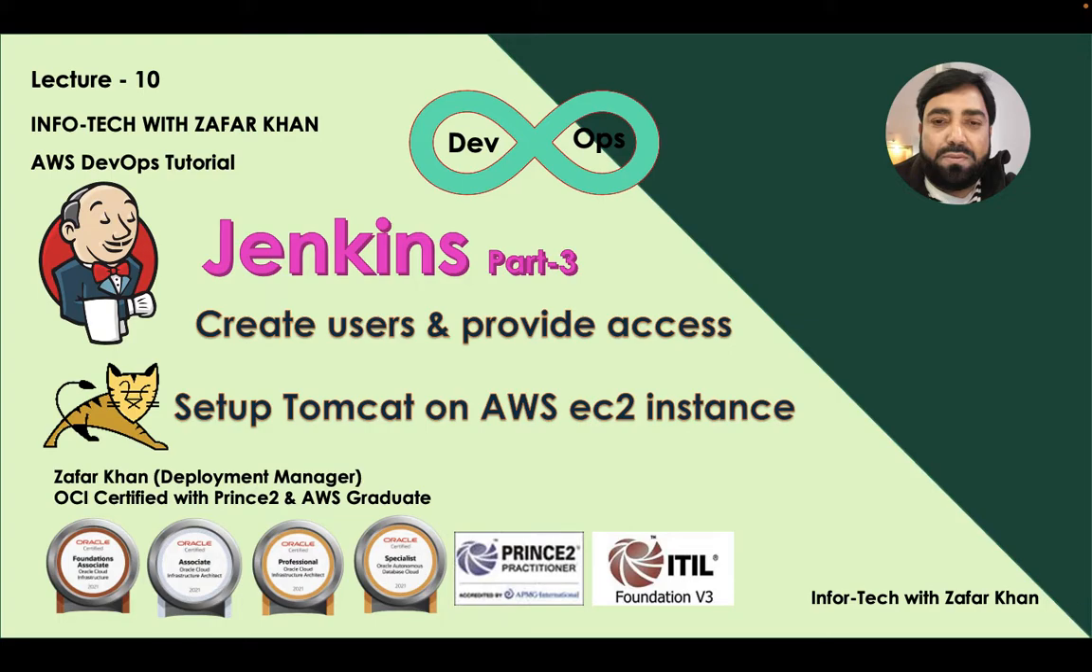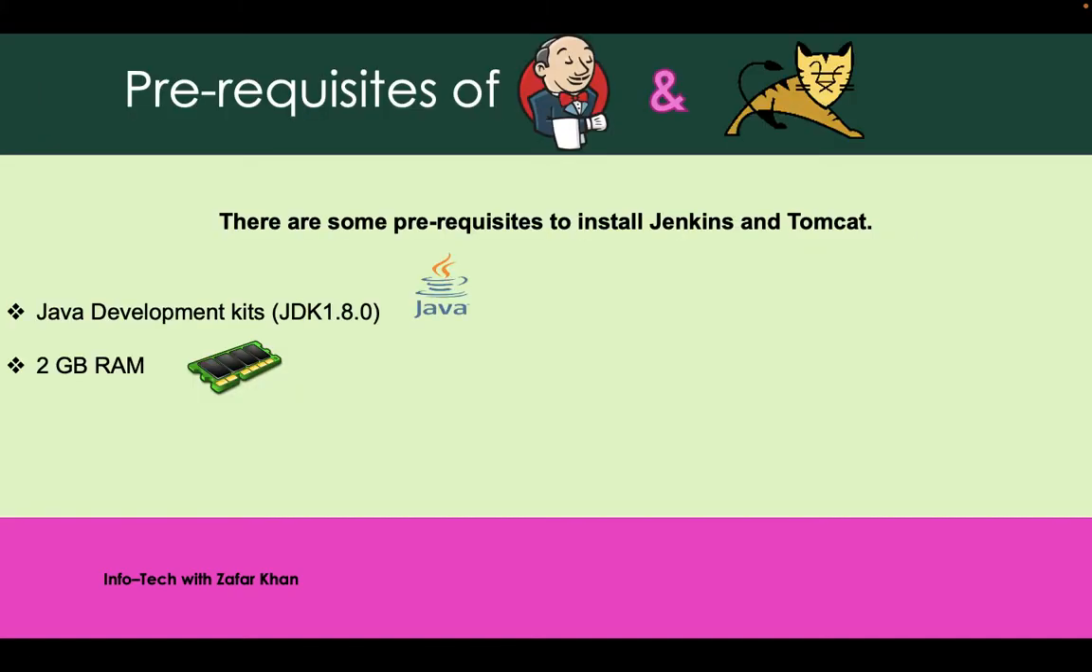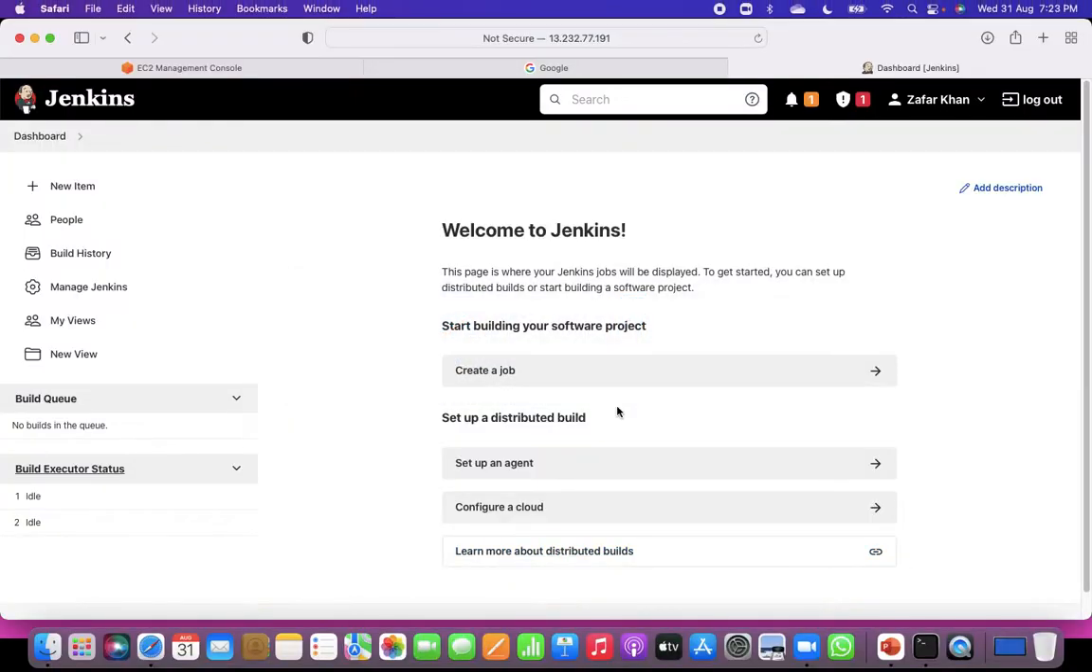So without any delay, let's start now. Here we will create the users and provide some necessary permissions, and then we will set up Tomcat on an AWS EC2 instance. These are the prerequisites that we have already discussed in the last video. However, for Tomcat configuration, we also require Java. The prerequisite parts we have already installed, and Jenkins we have configured, along with the required plugins. So let's start now.